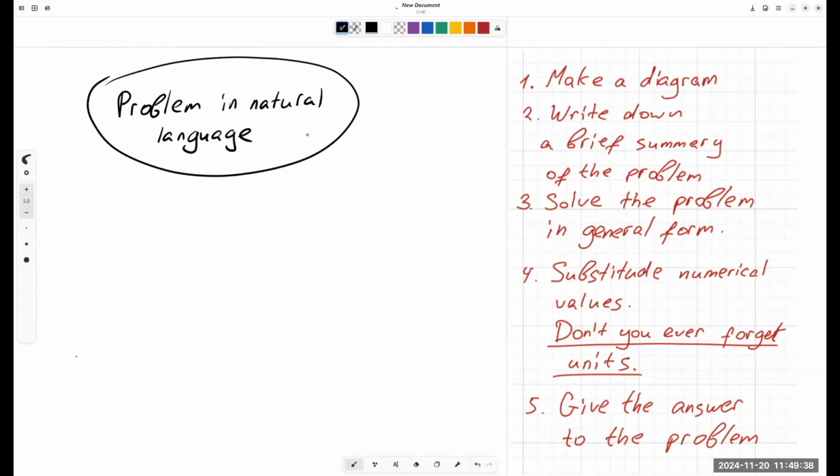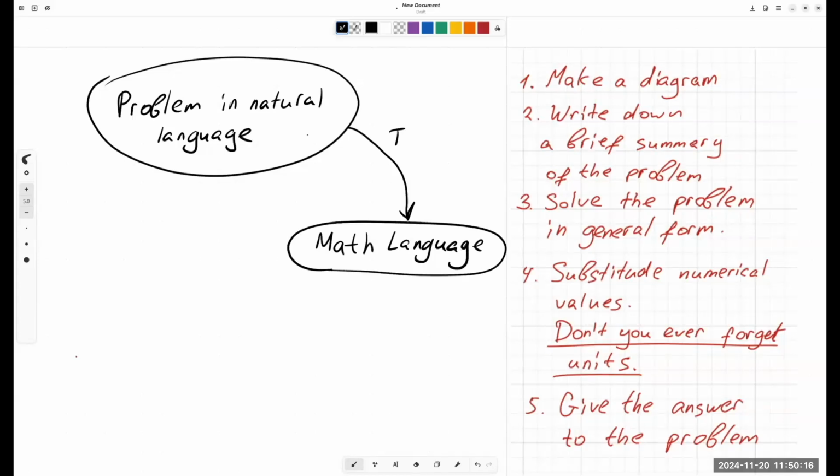And a lot of students in the school resist that. You find that that's stupid, we can skip it, we can go without it. And actually, this is a very important step. So what happens here is we translate our problem from natural language, from human language, to math language, the language of mathematics, formulas, symbols, variables. So that's the act of translation.